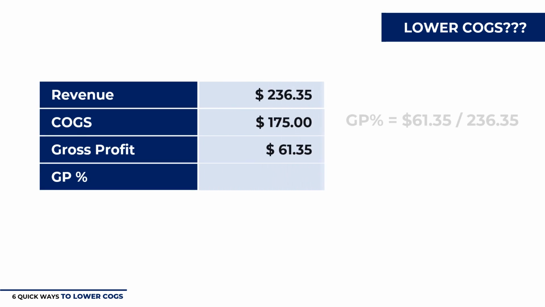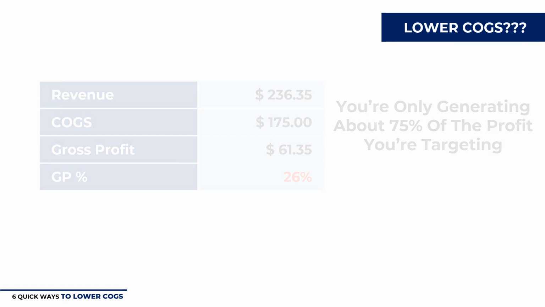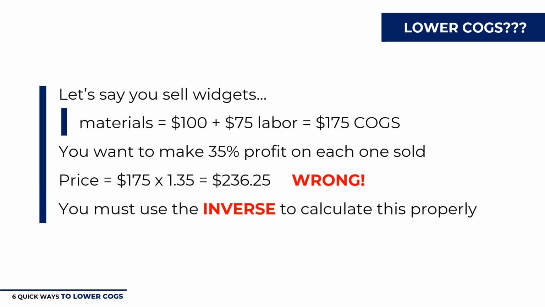But when we plug our numbers into our P&L template, we discover our gross profit percentage is only 26%, not 35%. This means you're only generating about 75% of the profit you were targeting. Now obviously our original formula where we multiply our COGS by 1.35 is wrong. What's the correct way to determine a 35% profit margin? Well, you must use the inverse to calculate this properly. To find the inverse, you simply take whatever profit margin you're targeting and subtract it from 1.